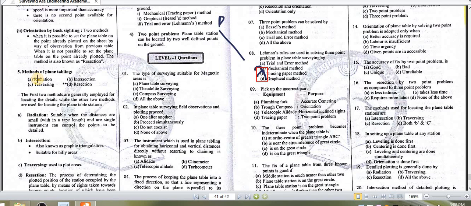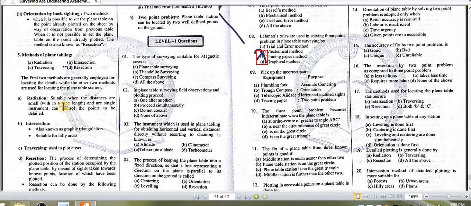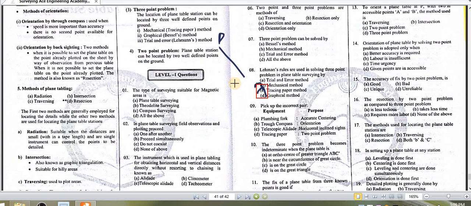Now there are different methods available in plane table surveying. The first method is radiation, second is intersection, third is traversing, and next is resection. The first two methods are generally employed for locating the details, while the other two methods are used for locating the plane table stations. The radiation method is suitable when the distances are small and the instrument can control the points to be detailed. If you consider a point and from there measure a number of points, that is your radiation method.